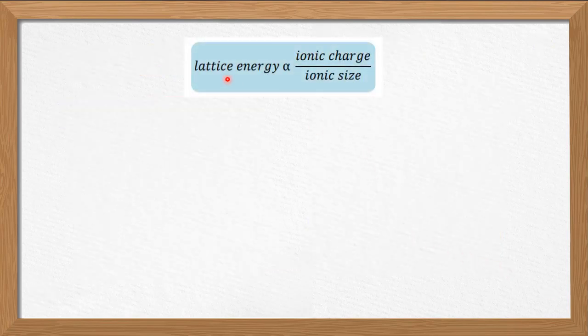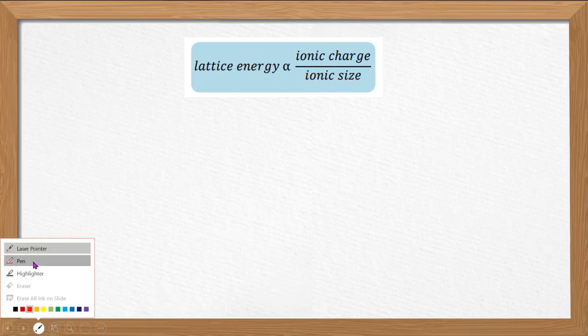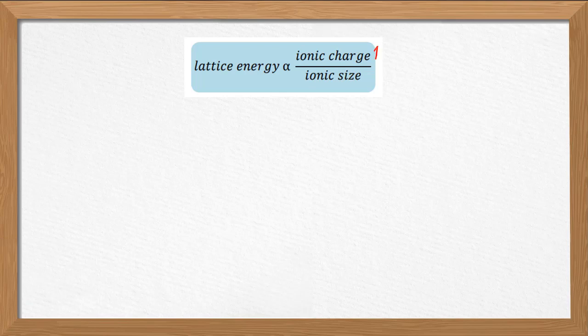The relationship between lattice energy, ionic charge and ionic size. This ionic size is the same as ionic radii, or ionic radius. If your ionic charge increases, lattice energy increases. If your ionic size decreases, lattice energy increases. So look at the relationship: the charges increase, lattice energy increases. If the size decreases, both ions get closer, therefore you will have a bigger lattice energy.